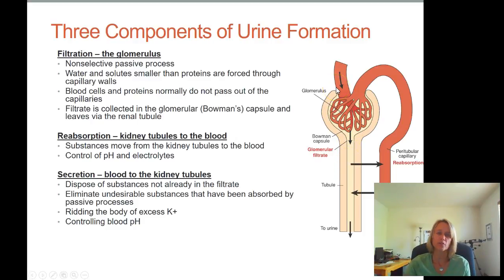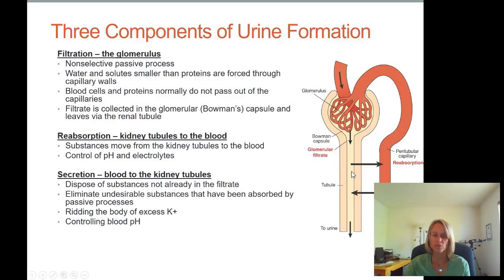Now, blood cells and proteins don't normally pass out of the capillaries, just the filtrate. Okay, so this is essentially plasma minus plasma proteins. And the reason why the glomerulus is so good at filtrating is because we have a pretty large afferent arteriole and a more narrow efferent arteriole. And so this creates greater pressure within the glomerulus. So this greater hydrostatic pressure is going to force fluid out of the glomerulus and into the kidney tubules.